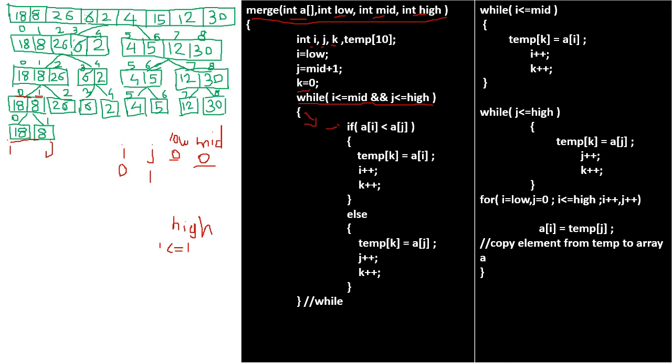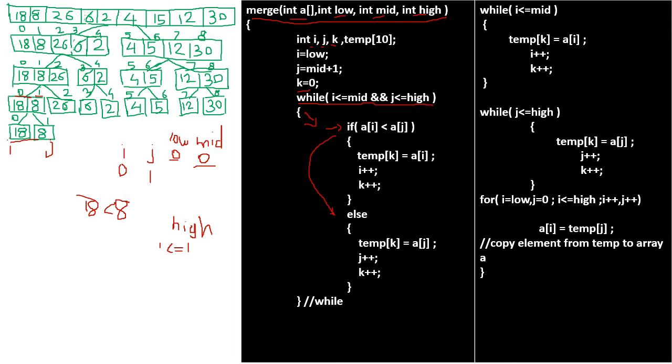Control goes here and we check the actual values of A of i and A of j. A of i means A of 0. A of 0th value is 18 and A of jth value is 8. Check whether 18 is less than 8. Is 18 less than 8? No, this condition is not fulfilled. That's why the control goes here and it will execute the else part.